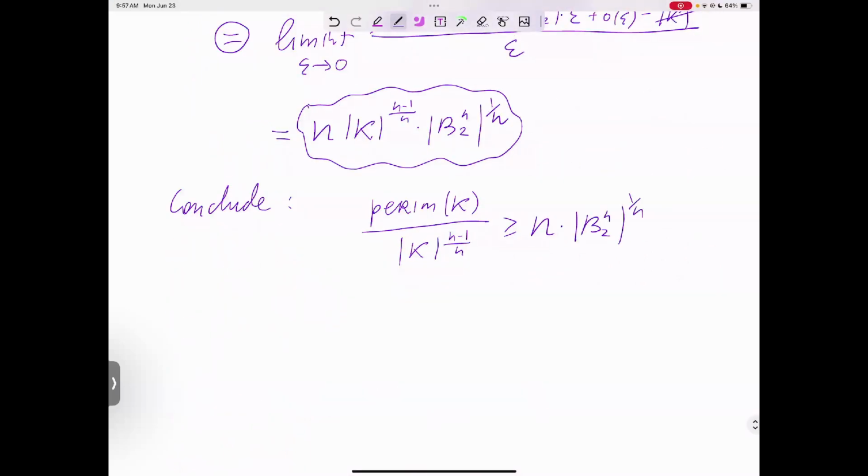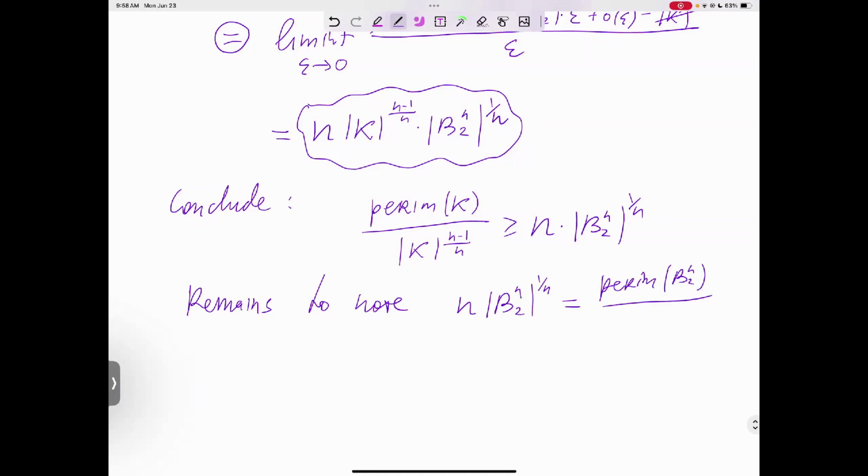It was just an arithmetic error that I have now corrected. So all that remains is to note that n times the volume of B to the power 1 over n is actually equal to the perimeter of the ball divided by the volume of the ball to the power (n minus 1) over n.